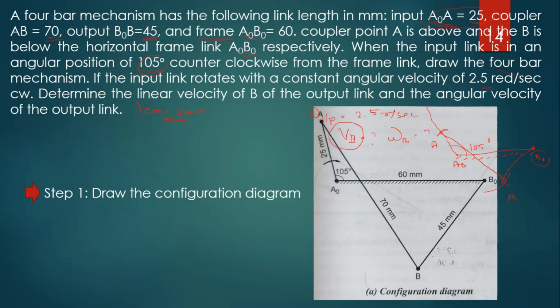So A naught B naught is a fixed frame, and A naught A is equal to 25, in a clockwise direction, and it makes a 105 degree inclined line, and this is 70 mm and this is 45 mm, right?